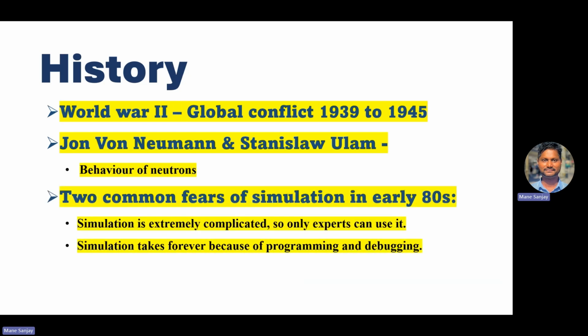But when we look back in the early 1980s, there were common problems for simulation as this technique was completely new. Simulation was extremely complicated and so only experts could use it. That was the trend at the time in the early 1980s. Simulation takes forever because of the programming and debugging. It was taking too much time for the programming and the debugging. Those were the challenges. But the entire world came up out of these challenges, and today simulation is used everywhere. In every industry, simulation is widely used.